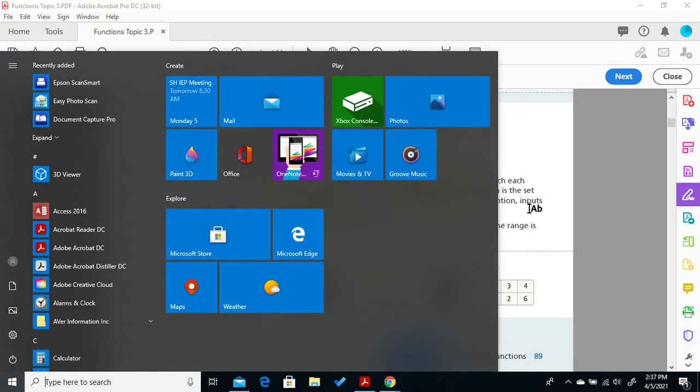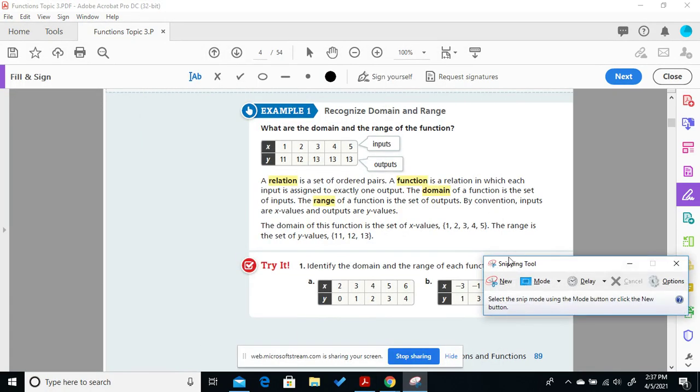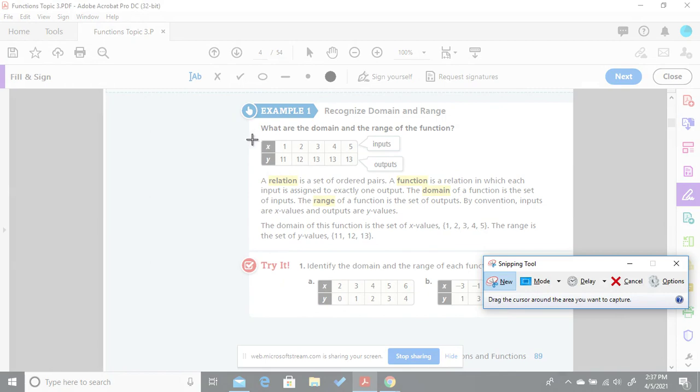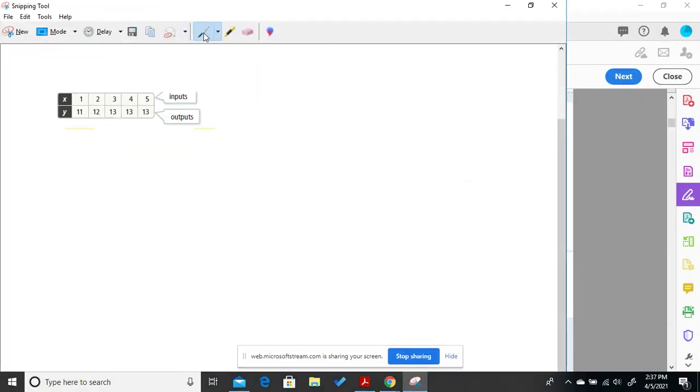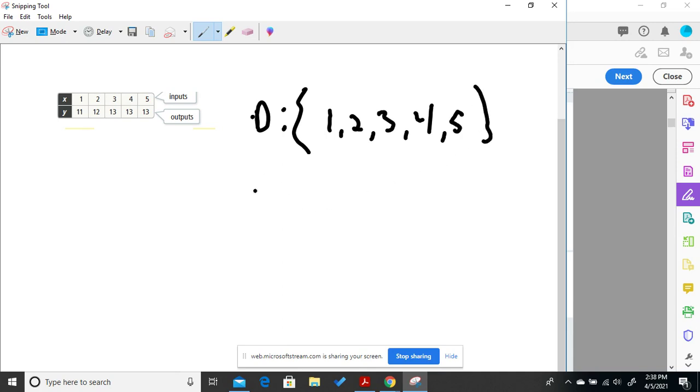So let's go ahead and do this together real quick. So let's pull out this table here. What we're going to do now is I want to pull out and let you know these are my inputs, these are my outputs, okay? So if we're going to write domain, you're going to do it like this: a D, a little colon, a squiggly, and you're literally going to write your input values. So 1, 2, 3, 4, 5. Squiggly, okay? Your range values are just going to be your y values or your output values, okay?